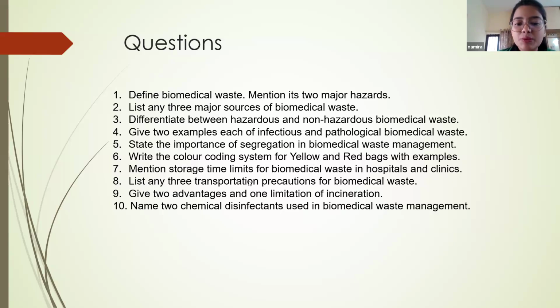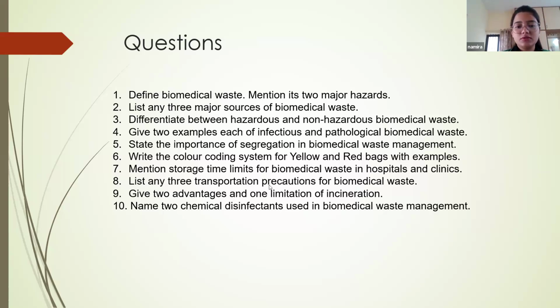List any three transportation precautions for biomedical waste. Any three transportation precautions which are necessary for biomedical waste you can include here. Give two advantages and one limitation of incineration. Last is name two chemical disinfectants used in biomedical waste management.